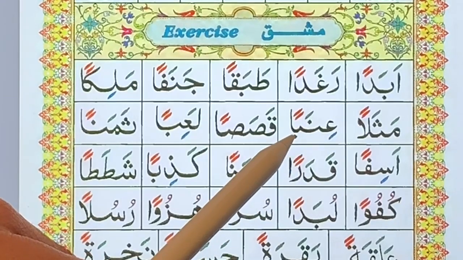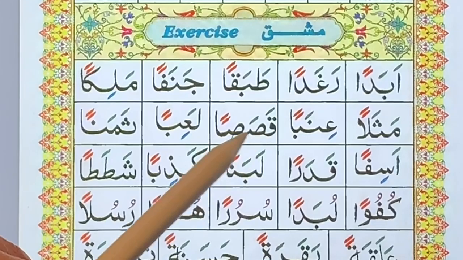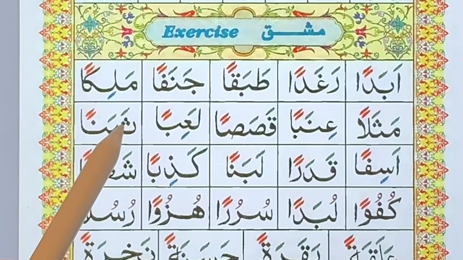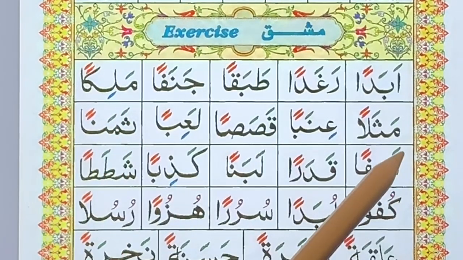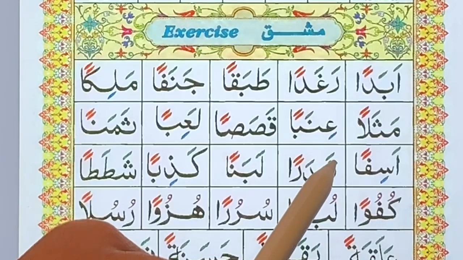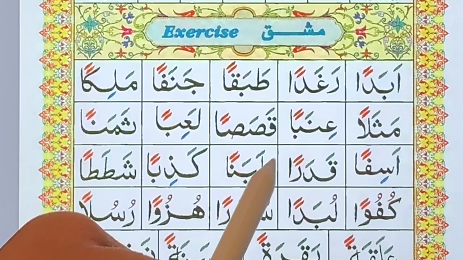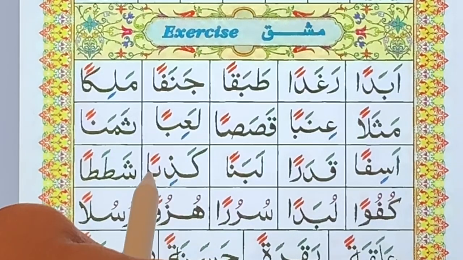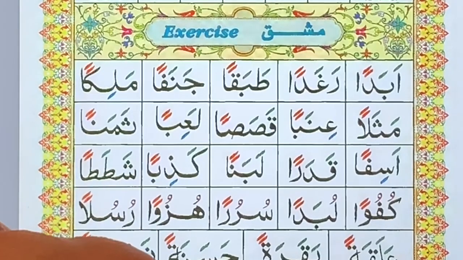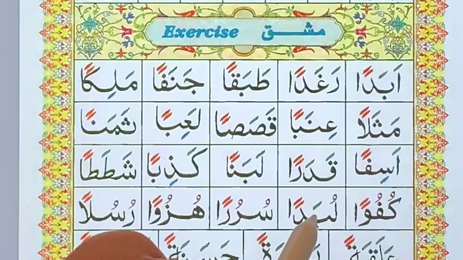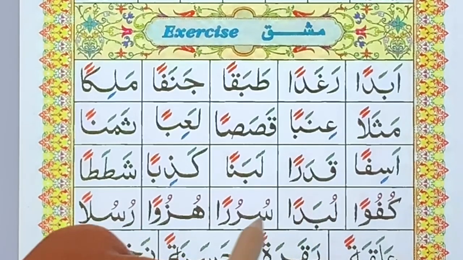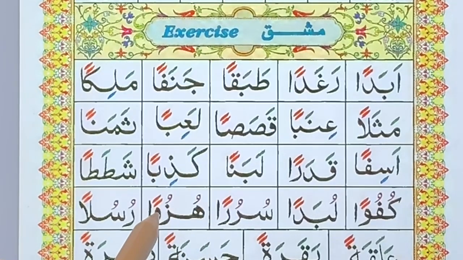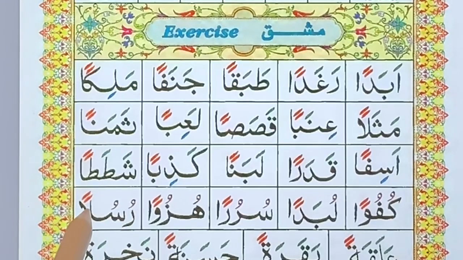I, na, ban. Qa, sa, san. La, I, ban. Tha, ma, nan. A, si, fan. Qa, da, ran. La, ba, nan. Ka, dhi, ban. Sha, ta, tan. Ku, fu, wan. Lu, ba, dan. Su, ru, ran. Hu, zu, wan. Ru, su, lan.